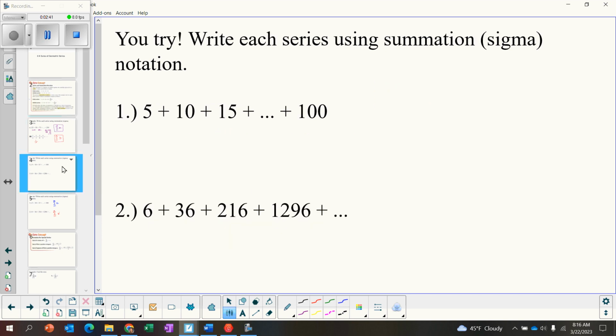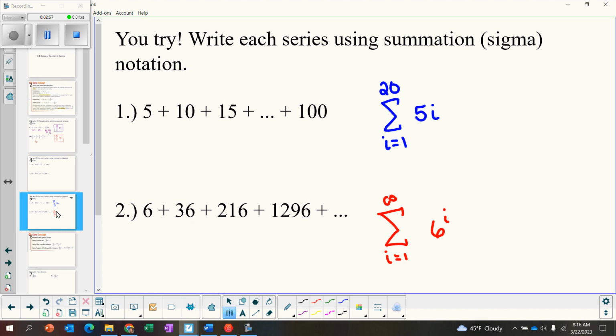You go ahead and try these two, write each series using summation notation. Pause when you're ready to see the answer, hit play. All right, so there's our answers for these two. For number 1, the rule was 5i. There were 20 total terms. For the second one, it was 6 raised to the i power: 6 to the first, 6 squared, 6 to the third, 6 to the fourth. And it was an infinite series.